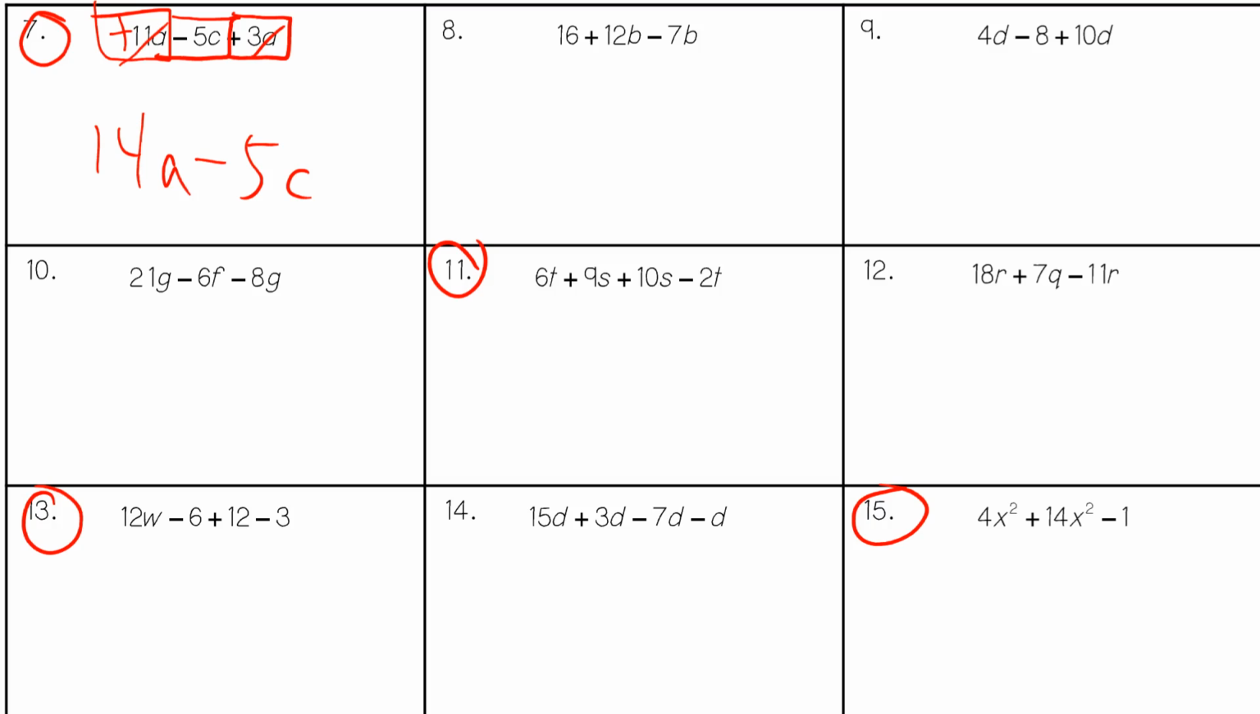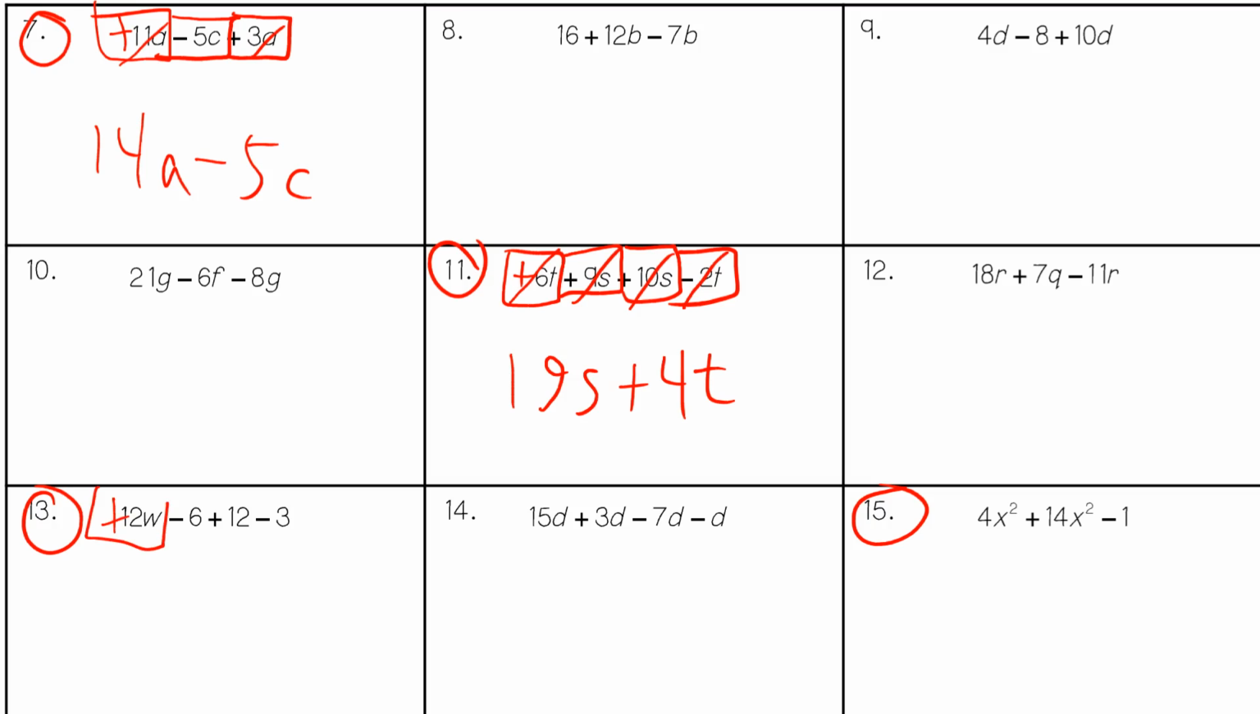All right, looking at number 11, that's a positive 6t, positive 9s, positive 10s, negative 2t. Alright, so let's do S first because I want to keep it in alphabetical order. So 9S and 10S will give me 19S. And then I have a 6T that's positive and a 2T that's negative. So 6 pirates, 2 ninjas. That gives me 4 pirates, and these are T. So 19S plus 4T.